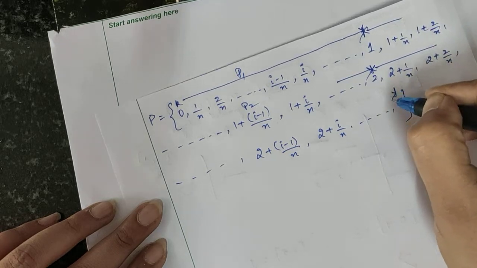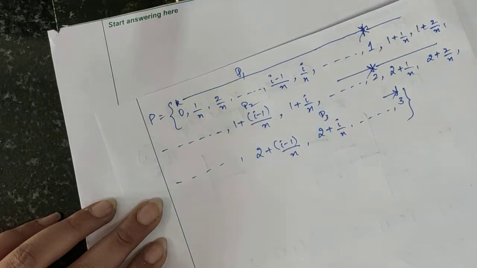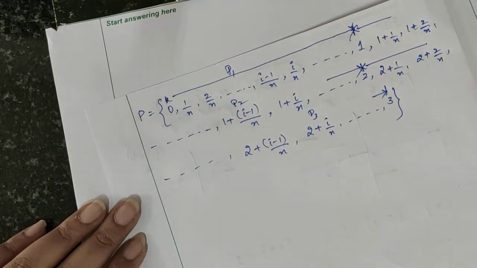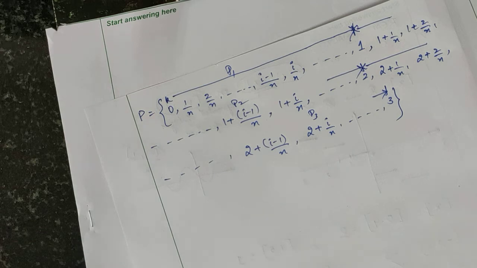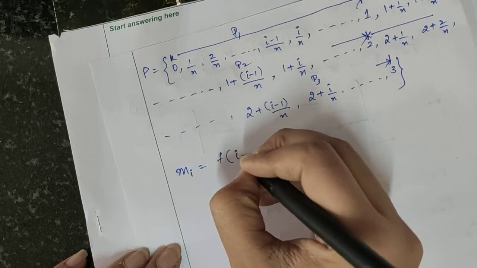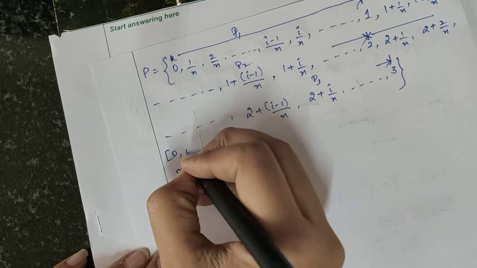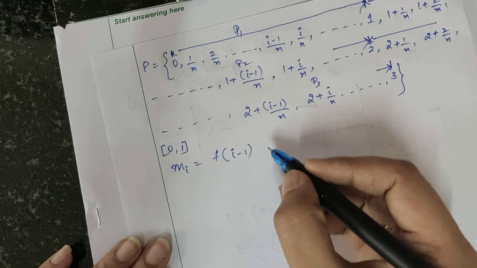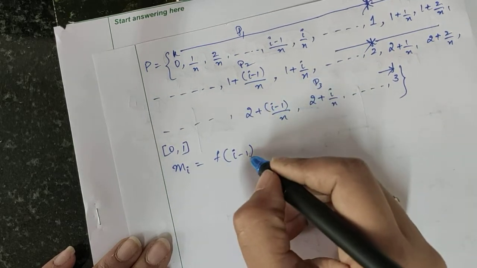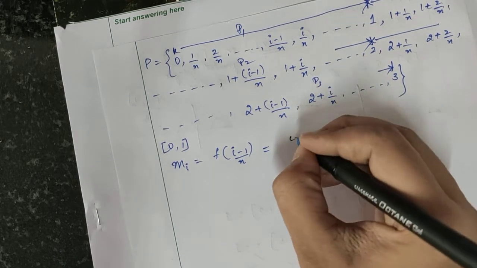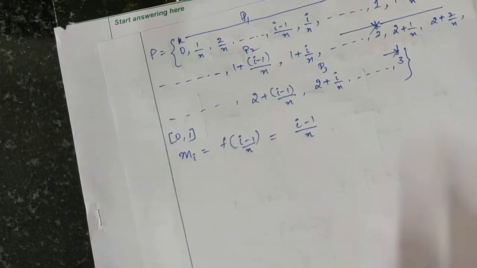From here to here the partition is P3. Alright, so now we can find out infimum and supremum within the interval xi minus 1 comma xi. That is nothing but mi, which is f of i minus 1. This is for the interval 0 comma 1. So mi is nothing but f of, sorry, it is i minus 1 by n. So since f of x is just x, you will be getting i minus 1 by n itself.